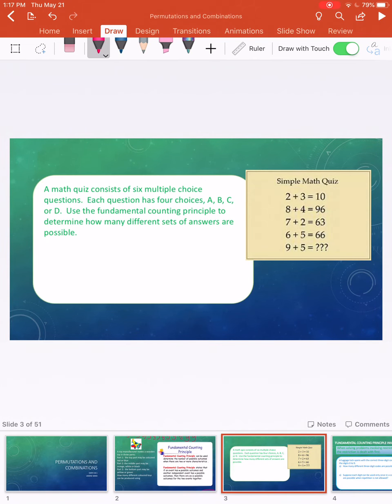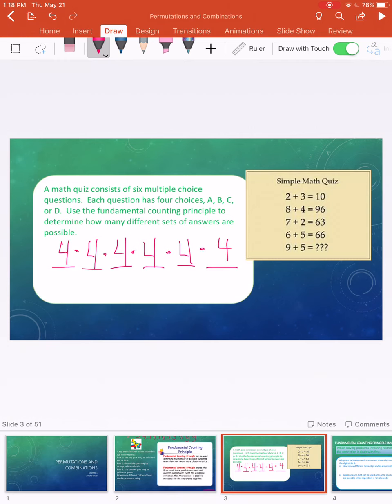All right, so our next question: a math quiz consists of 6 multiple choice questions. Each question has 4 choices, A, B, C, or D. Use the fundamental counting principle to determine how many different sets of answers there are. I'm going to draw a space for each event. Each question would be an event, so I need 6 spaces. In the first question, I have 4 choices: A, B, C, or D. In the second question, I also have 4 choices, and so on and so forth.